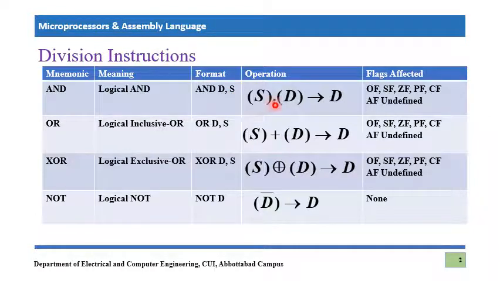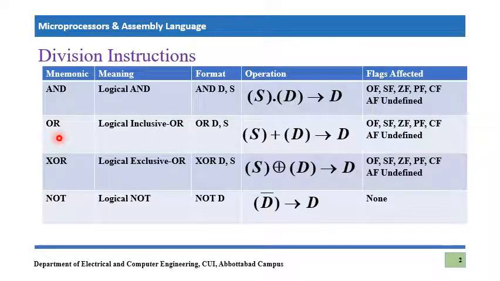What is going to happen in the operation? It's quite simple: source AND destination. Both of these destination and source bits will be ANDed, and the result will be stored in the destination operand. Likewise, every instruction will also affect certain flag registers, and those are shown here in the last column. There are various flags, and there are some flag status bits which are not going to be affected, so these are also mentioned here.